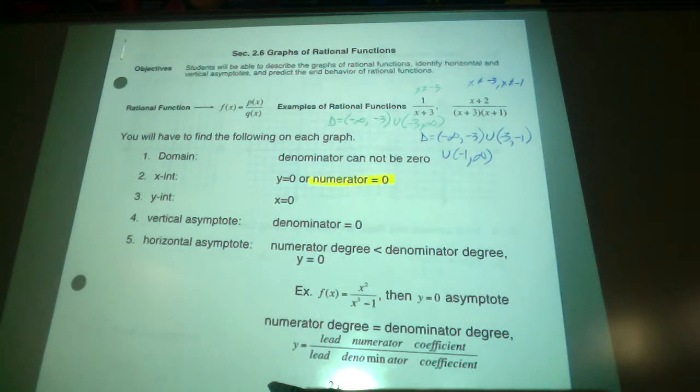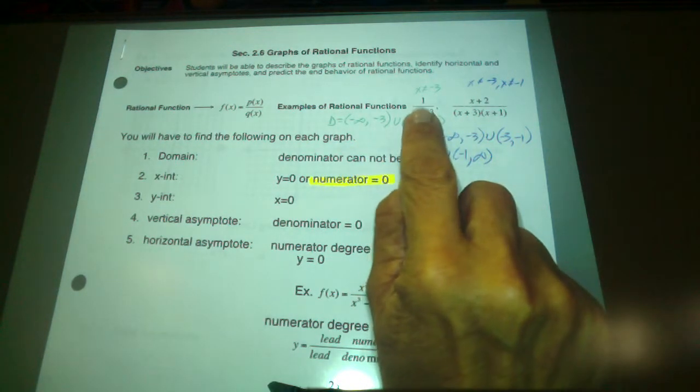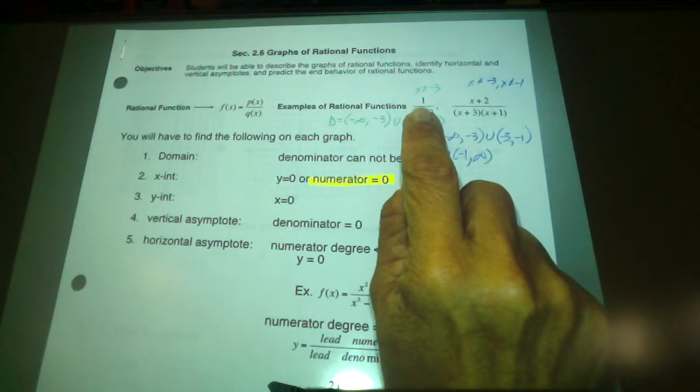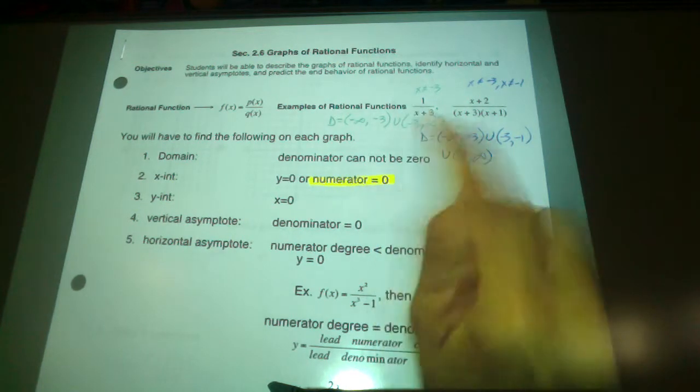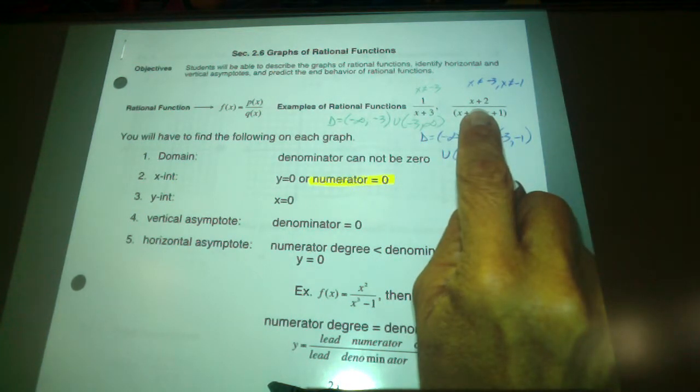So it's just like finding restrictions on the denominator. We set that equal to 0. You're going to set your numerator equal to 0 to find any x-intercepts. Is there any way for 1 to equal 0? And this one? Nope. So there's no x-intercepts for this one. So sometimes it's not going to cross the x-axis. But here, if I set that equal to 0, what would x be? -2.